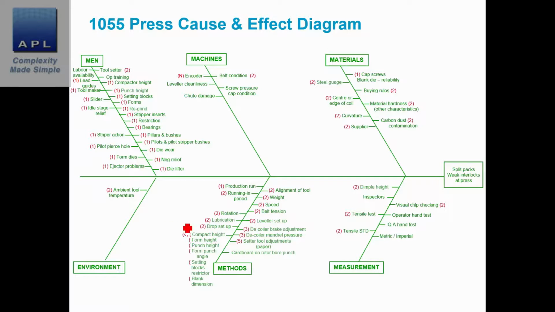So you can see, especially down here, when we talk about setting, we've got compact height, form height, punch height, form punch angle, setting blocks, the restrictor, the blank dimension. They're very specific. This one here, too general. Even I fall into this trap now and again. Level of setup. We need it like this. Weight, speed, belt tension. It's very specific.